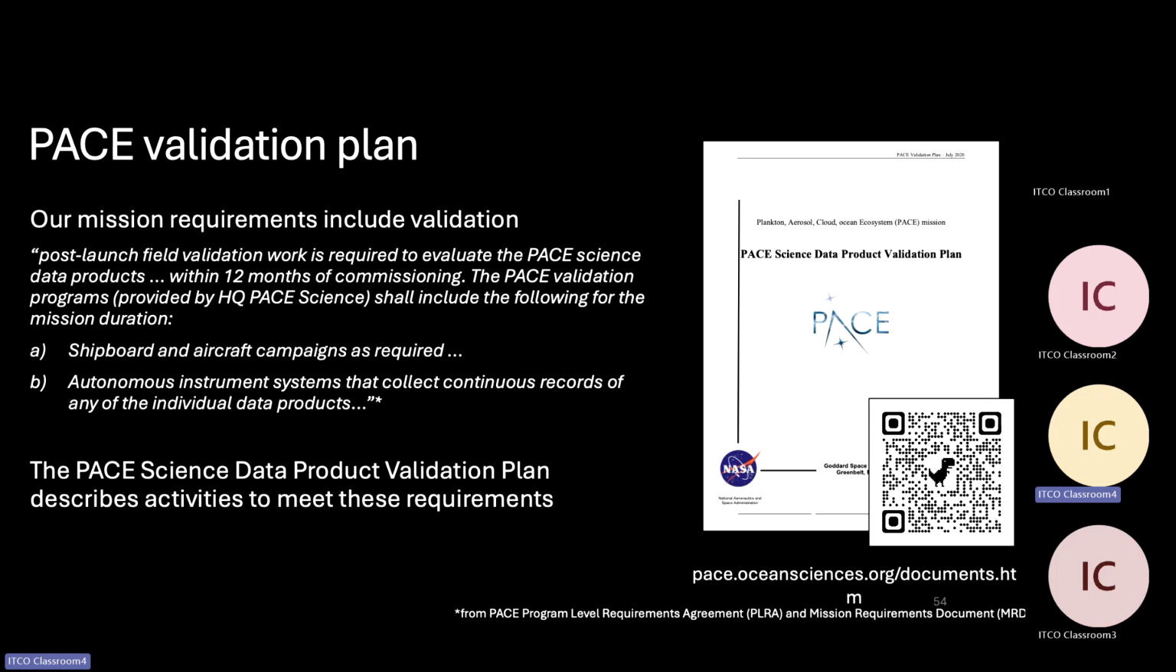But I did want to mention how we're validating products. It's very formalized. There's this document called the PACE validation plan. It describes, after we've launched, how we're going to collect the data, what data we need, and how we're going to compare the field measurements with the satellite measurements and then report it back to you. So it's been formalized, but we're well underway here.